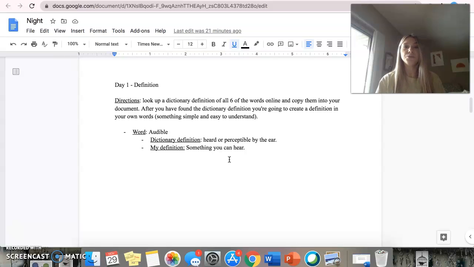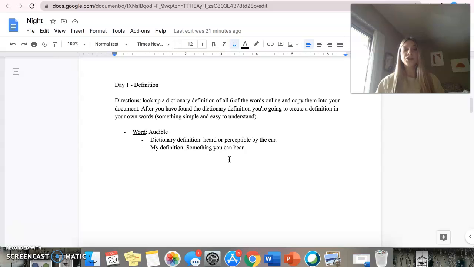So I've provided you with a list of 6 definitions, and you are going to want to do this for all 6 of them. I am providing you with an example that is found within the pages that you are reading, just so that way you guys kind of know what's expected of you. So the example word that I picked is audible.